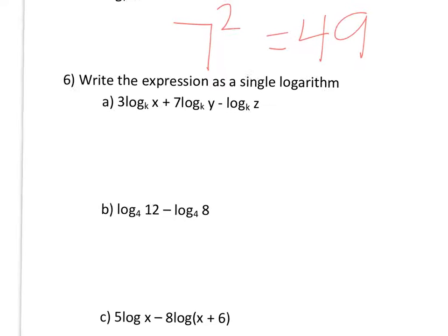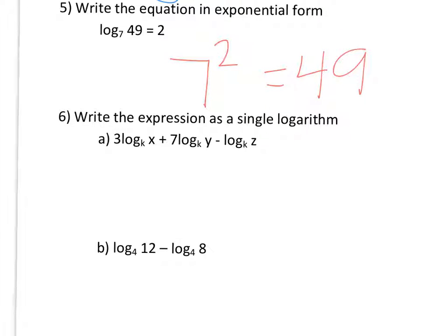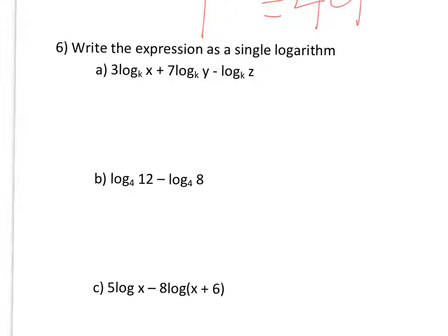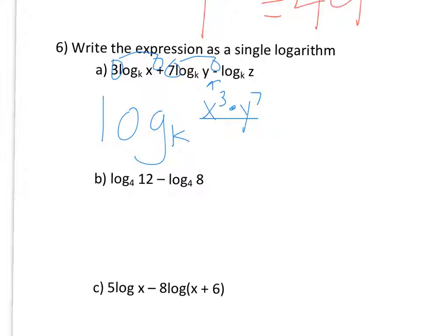Writing as one single log. So first thing I'm going to do is just write my log base k. All of these have base k. Remember, if it's multiplying on the outside, that becomes an exponent on the inside. Well, there's nothing over there. I see subtraction, so I know that's division. X cubed is on top, it's positive. Y to the 7th is on top, it's positive. Z is on bottom because it has this subtraction here. Remember, subtraction means it goes on the bottom of the fraction. That's my answer for that one.